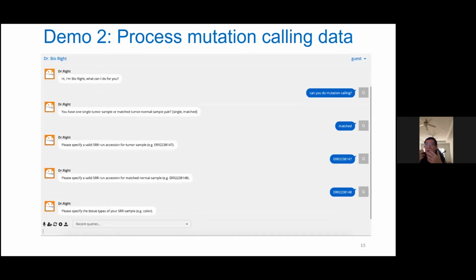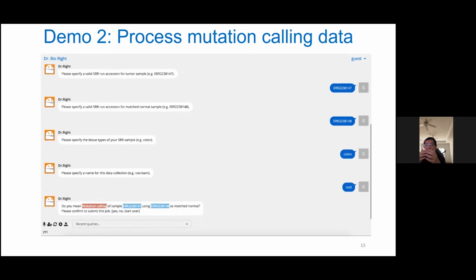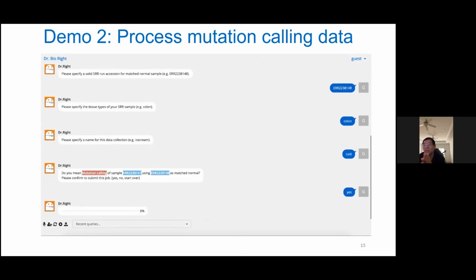Then Dr. Wright will ask you a few questions about the tissue type, and then could you give a name for this project? Then you begin. They ask if you want to do the mutation calling based on that whole exome data, then you confirm. This kind of data processing may take a long time.